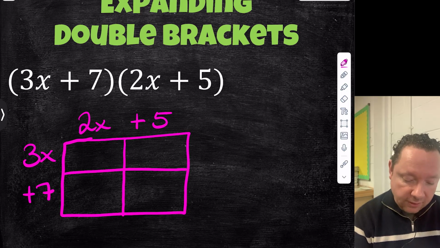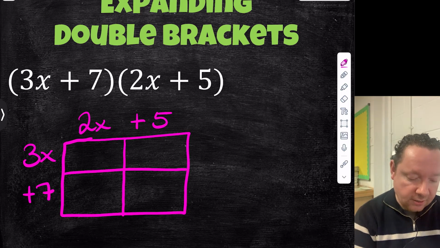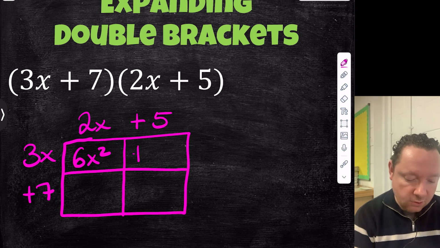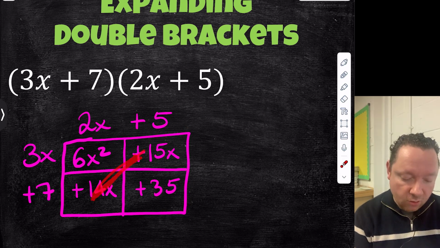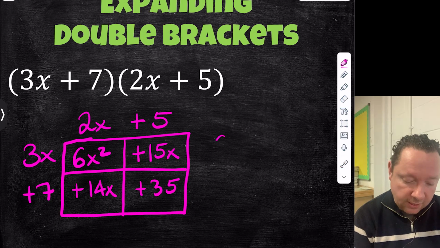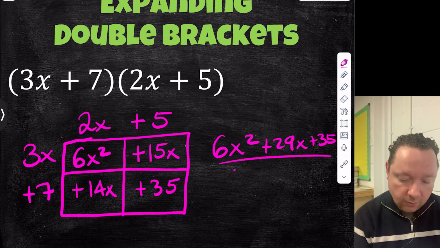I then times everything together. So I'm going to do 2x times 3x, that's 6x squared. 3 times 5 is 15, so that's 15x. 7 times 2x is plus 14x. 7 times 5, that's just 35. Now the advantage of the box here is you can see the like terms. You've got these two on this diagonal are always the like terms for most of the time. So I can just write my answer straight away as 6x squared. 15 plus 14 is 29x. And then I've got plus 35 on the end, just hanging out. And we're done there.